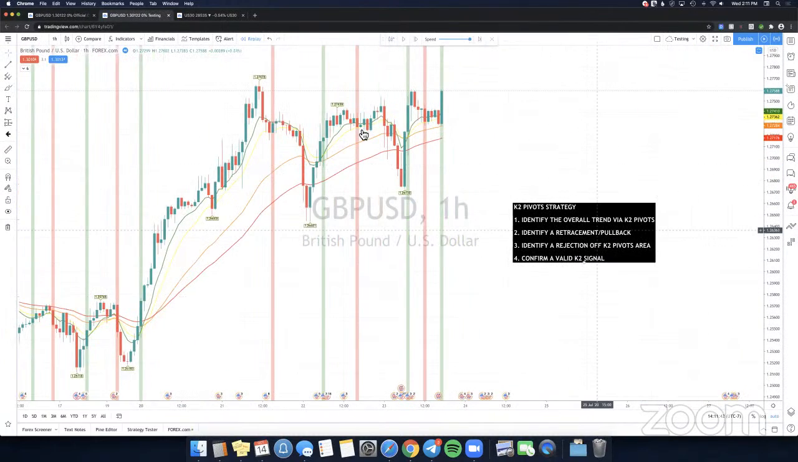You identify the trend. Price is above the trend meter right here. The trend meter is spread out, and they're all angling upward. So same requirement, number one's been met. Same situation right here, there's a retracement. Price comes up, retraces down, rejection, buy signal. So all of those have been met. You can enter this right here.